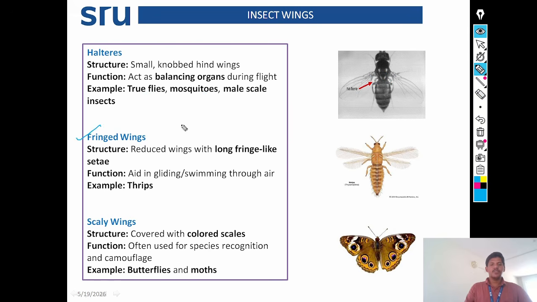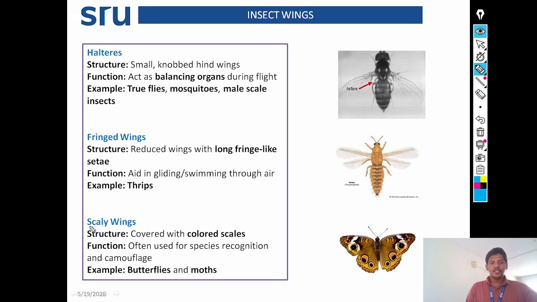Next, fringed wings. Fringed wings are there in thrips. Here, the wing is reduced, with long fringes like setae. This aids in gliding or swimming through the air. So fringed type of wings are there in thrips.